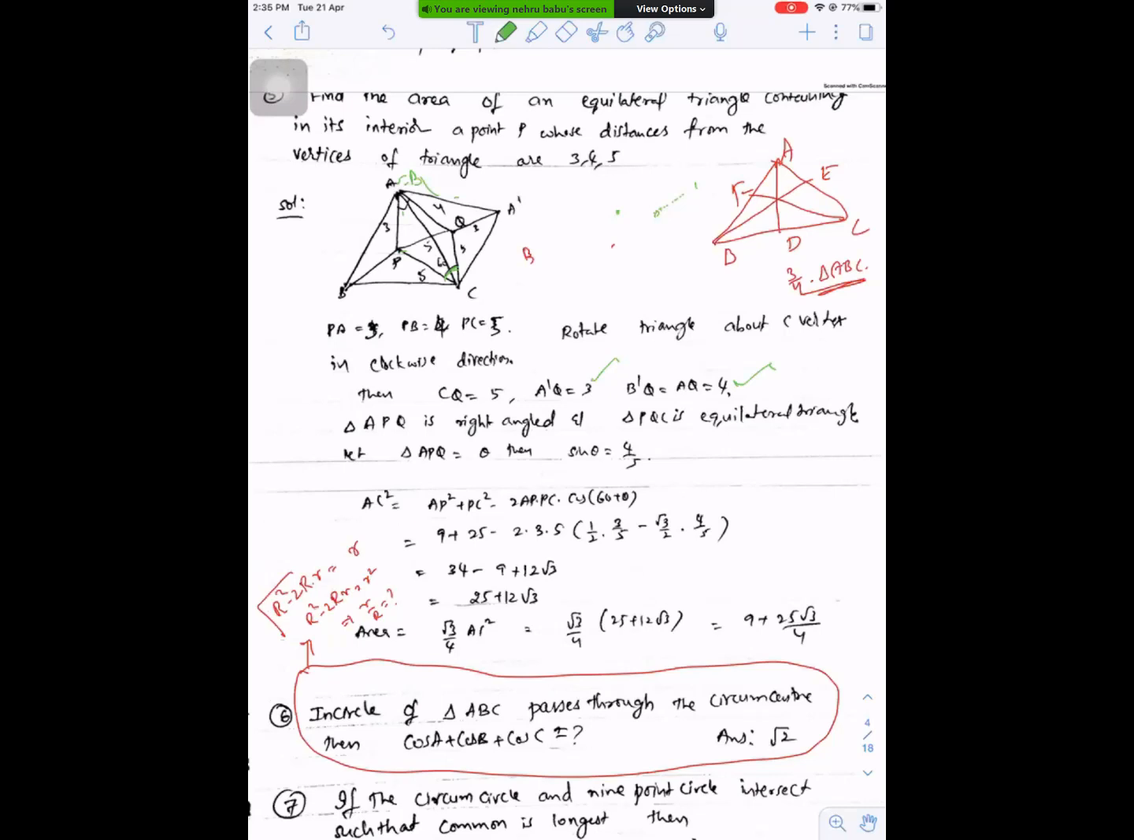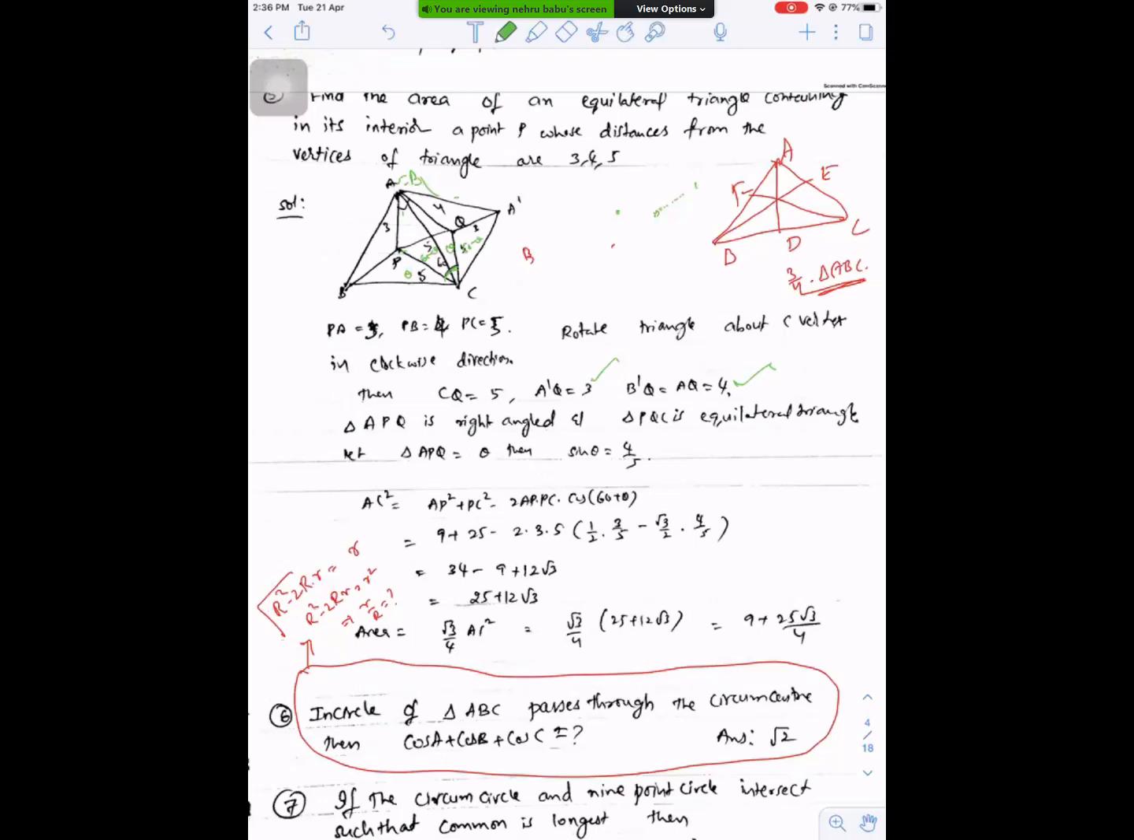Which one? PQ. So here, when you are rotating, assume this angle is theta, 60 minus theta initially. Then when you are rotating by 60 degrees here, what happens? This is theta, 60 minus theta will come. Then the total angle is 60 only.